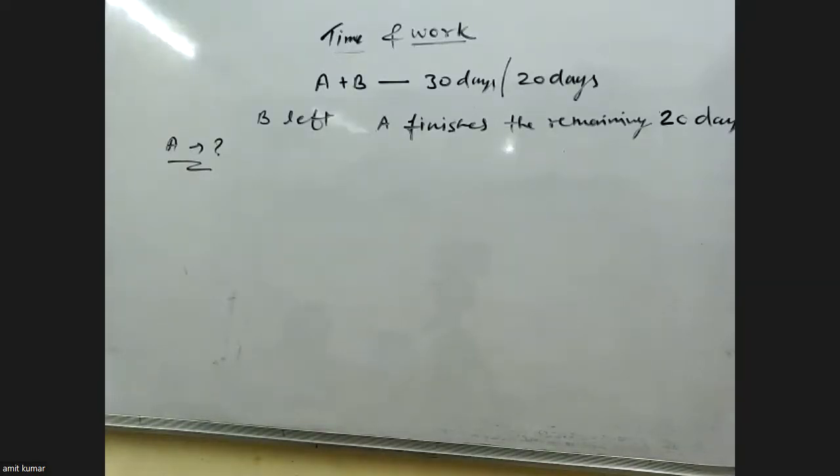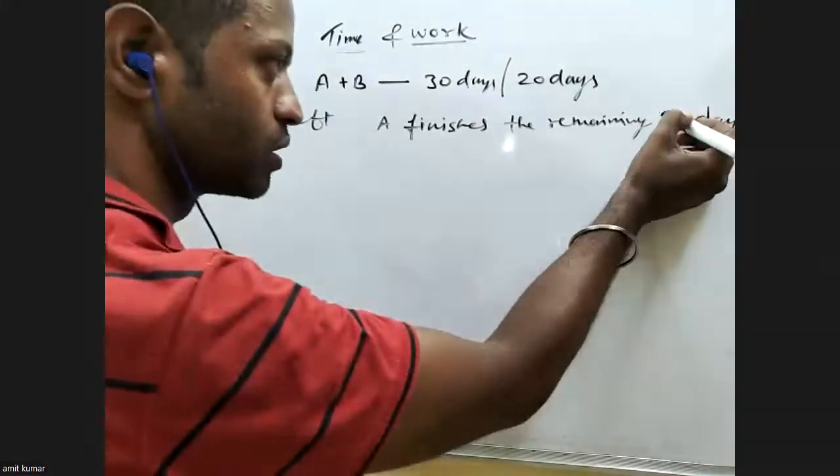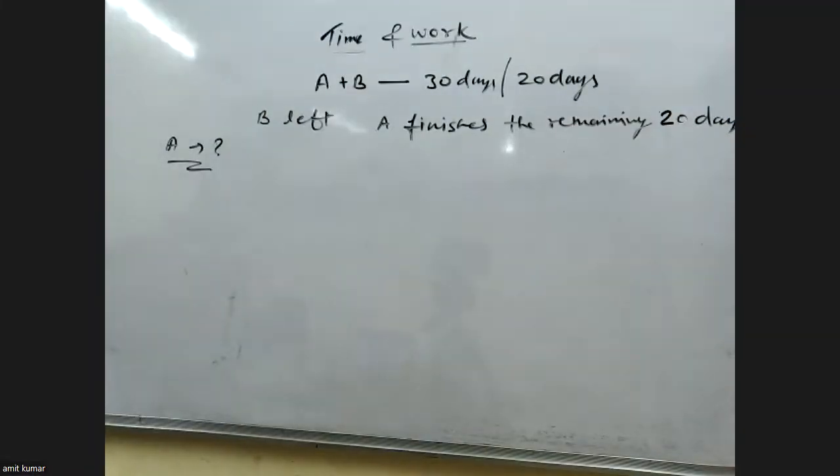Sir, A and B can together finish a work in 30 days. They work together for 20 days and then B left. After another 20 days, A finished the remaining work. In how many days can A alone finish? Okay, A finishes the remaining work in 20 days, na? Okay. So that is the main thing.